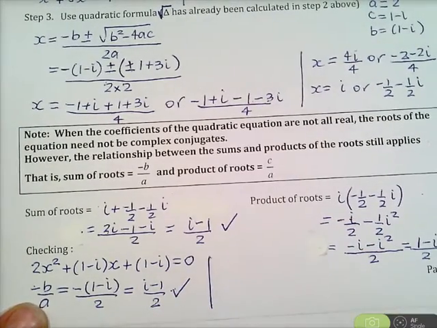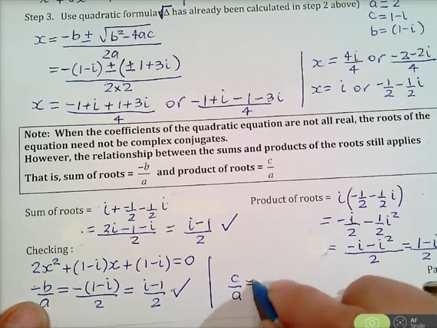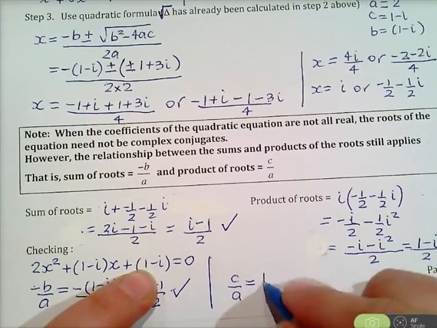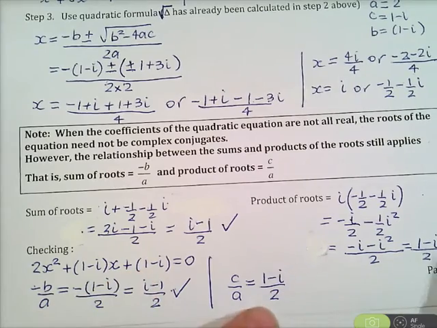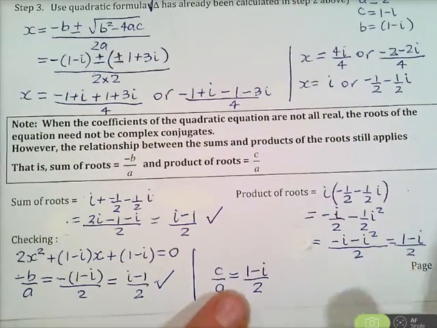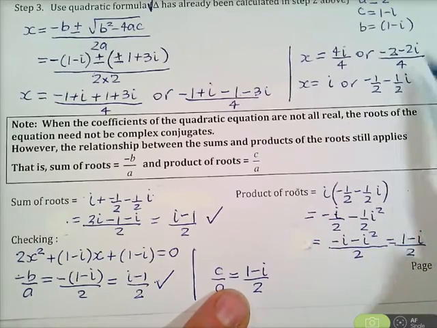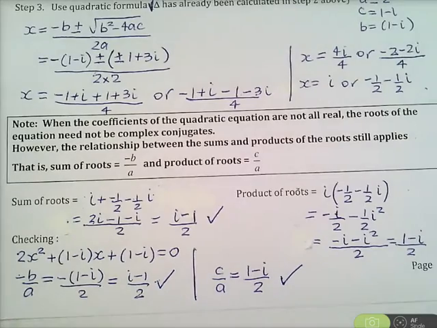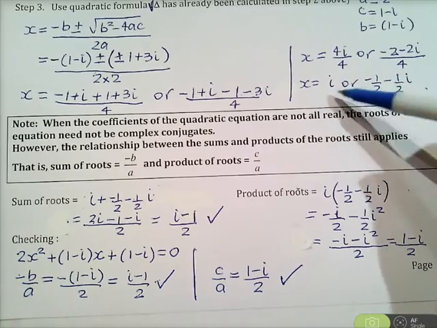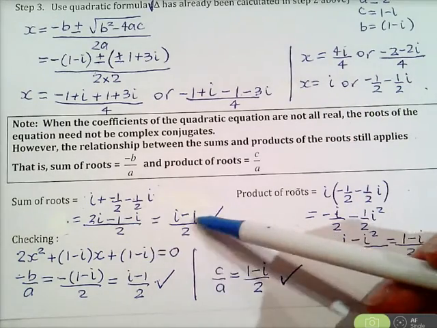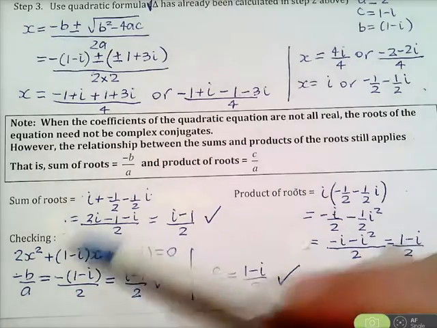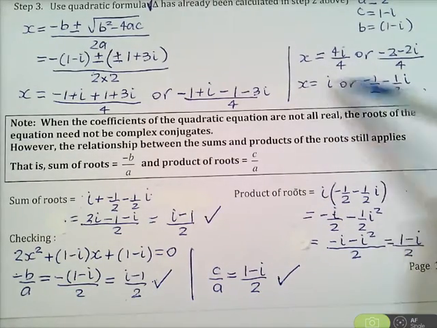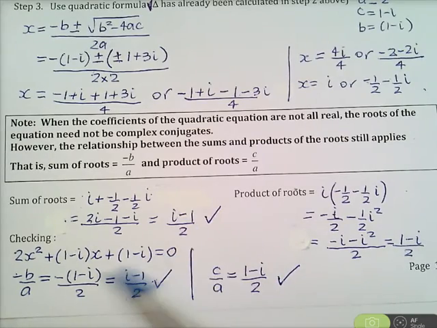Now, if I look at product of roots, which is c on a, according to my quadratic, c on a is 1 minus i on 2. Notice that it's identical to when I multiplied what my two roots were that I got up here. So 1 minus i on 2, so therefore that's correct as well. So this is just showing that the answers that I got up here, if I check and do sum of roots, I get minus b on a according to this equation. And if I do the product of those two roots, I get 1 minus i on 2, which happens to be c on a in this particular equation.